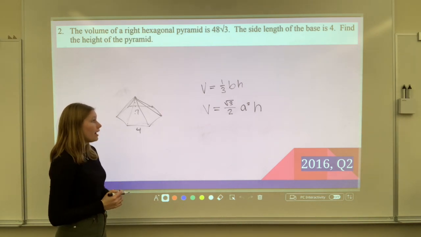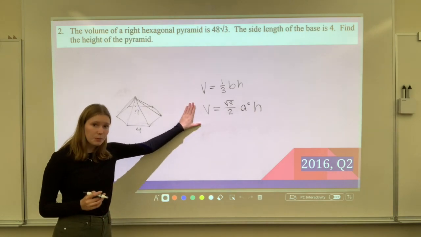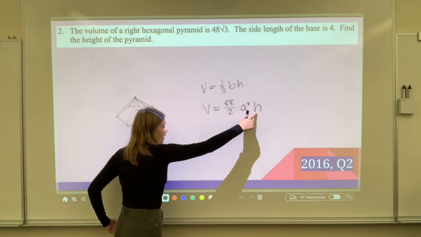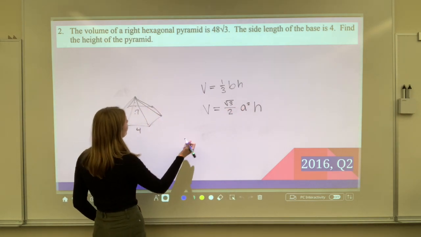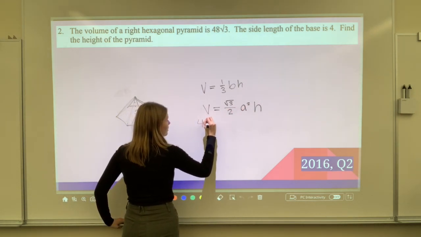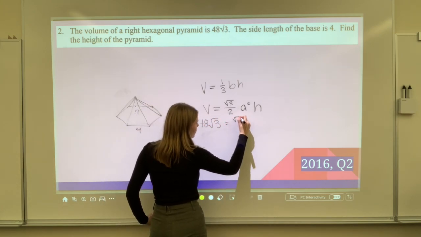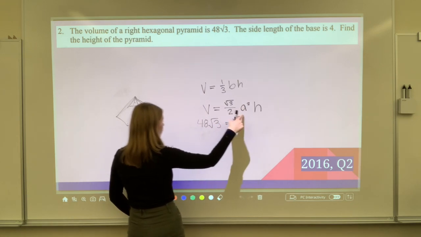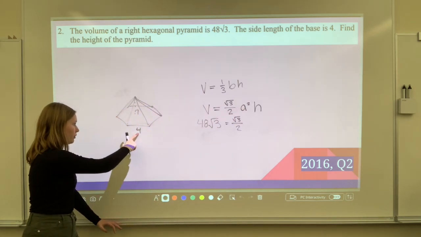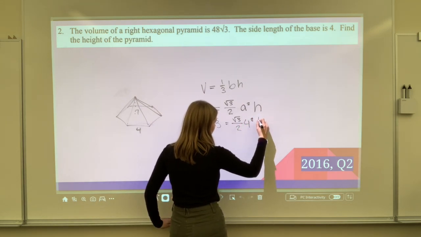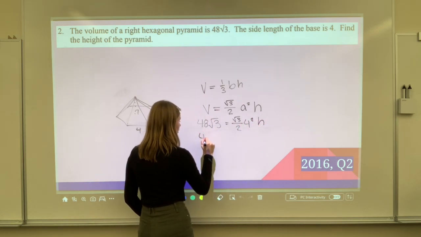So, using this formula, we can plug in the information that we have to then solve for h, our height. So we know that our volume is 48 times the square root of 3, and that's equal to the square root of 3 over 2 times 4, the length of one of our sides, squared, times h.